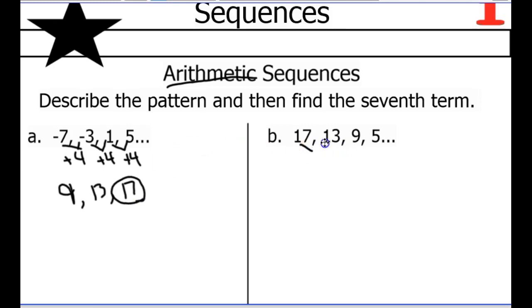Here it looks like we're going down by 4, so we're subtracting 4, subtracting 4, and subtracting 4. So that means that our next term is going to be 5 minus 4, which is 1, then 1 minus 4, which is -3, and -3 minus 4, which is -7. So that's 1, 2, 3, 4, 5, 6, 7. This is our seventh term, -7.